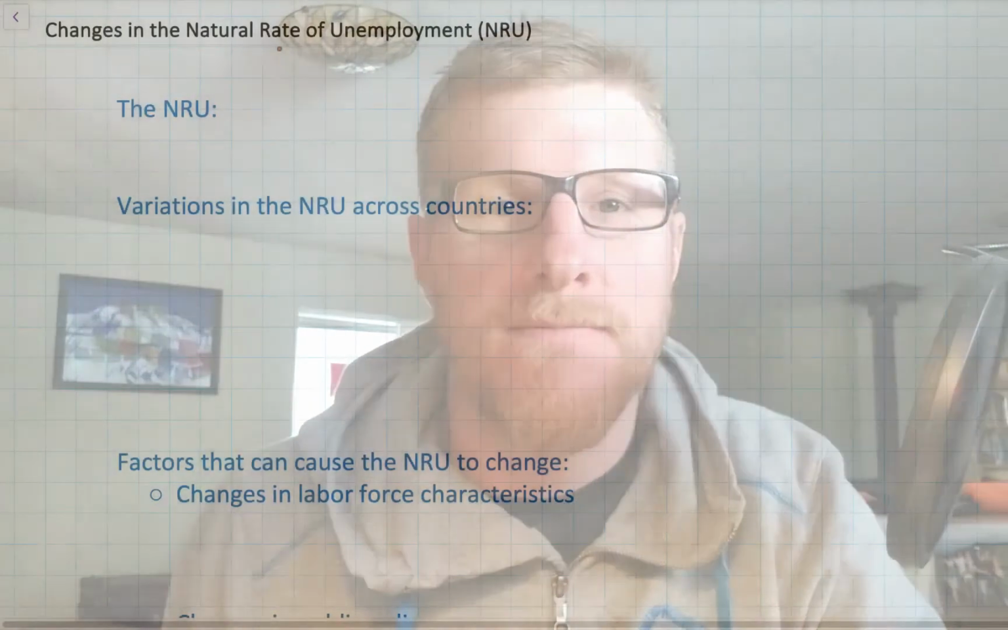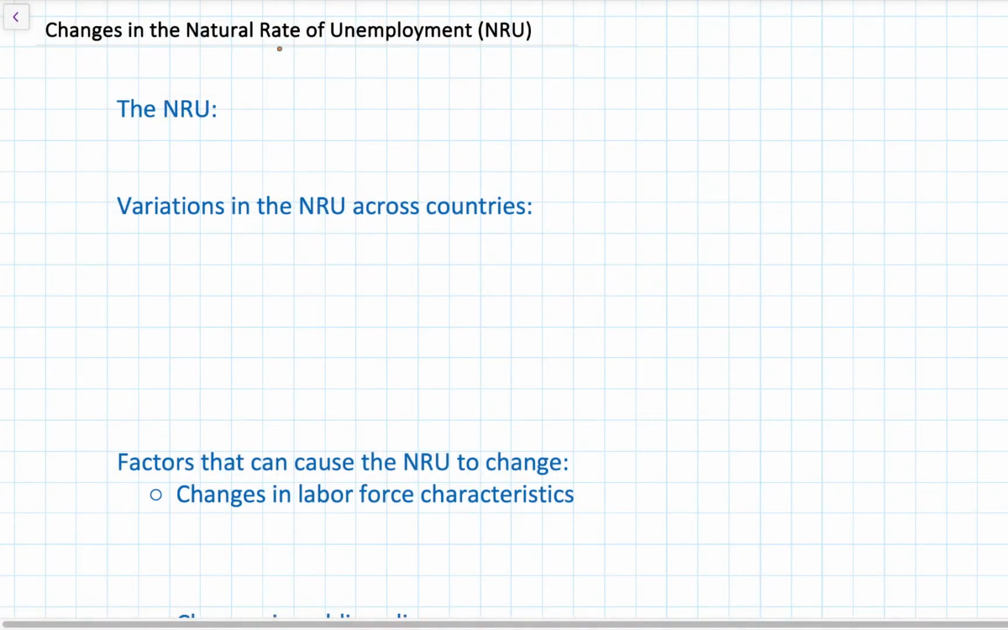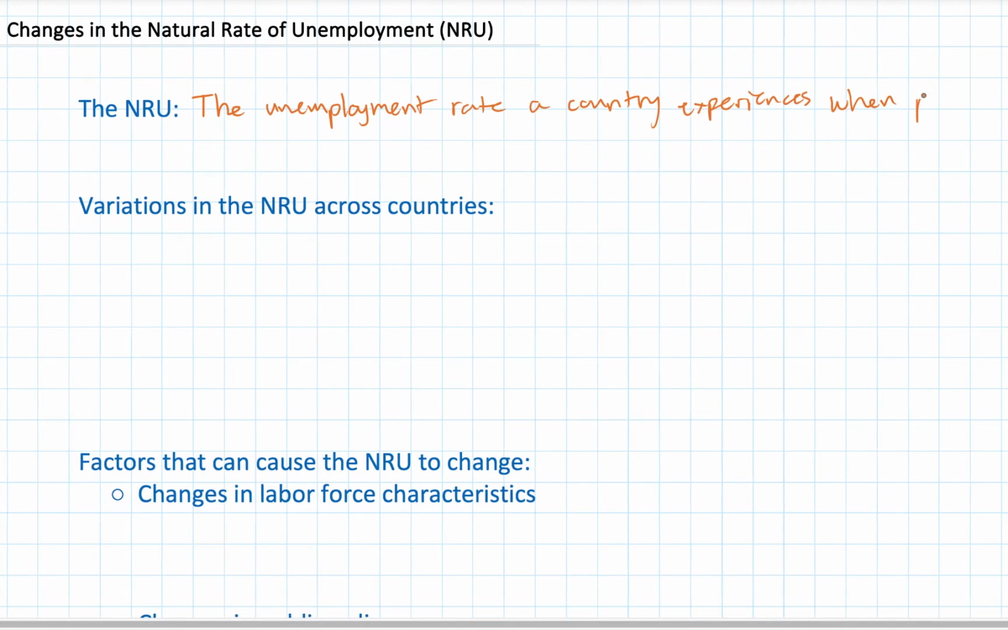In this video, we want to talk about the factors that can cause a country's natural rate of unemployment to change. Let's start by reviewing the definition of the natural rate of unemployment. The natural rate, or the NRU, is the unemployment rate that will prevail when an economy is producing at its full employment potential level of output.